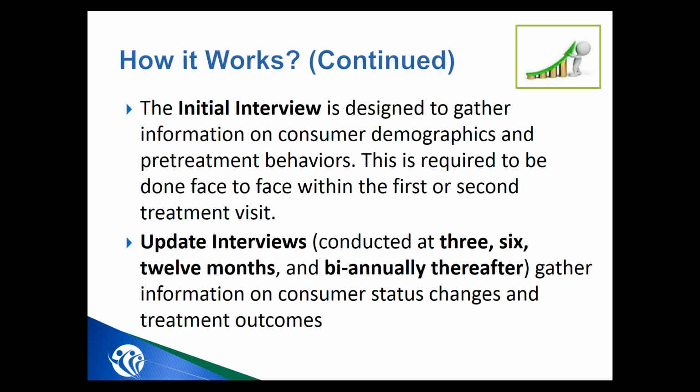This is done through the initial interview, which is the first interview. It's designed to gather information on consumer demographics and pre-treatment behaviors. This is required to be done face-to-face within the first or second treatment visit. The next essential part of NC TOPPS is the update interviews. These are done on the third month, 6 months, and 12 months, and after the 12th month they are done biannually. These update interviews are used to gather information on the consumer's status changes and treatment outcomes.